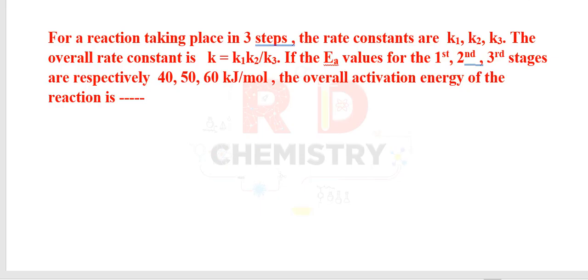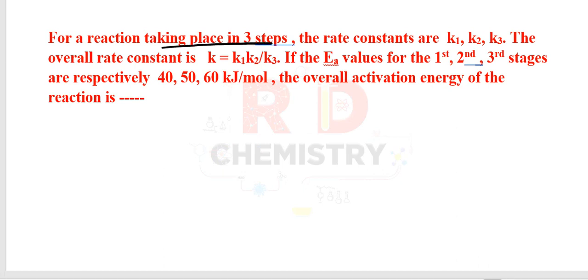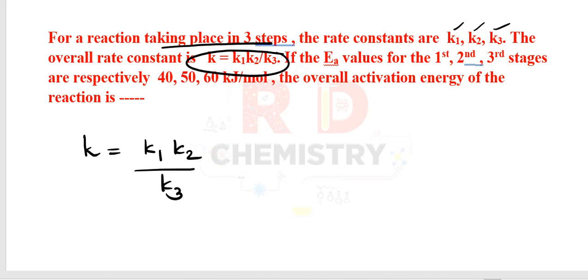See the next question. For a given reaction taking place in 3 steps with rate constants K1, K2, K3, the overall rate constant for the reaction is K equal to K1 into K2 divided by K3. And the activation energies for the 3 steps, stages 1 to 3, are respectively 40, 50, 60 kilojoules per mole. We will have to calculate the activation energy for the overall reaction. I'll use a small trick here. We'll not go for the lengthy method.